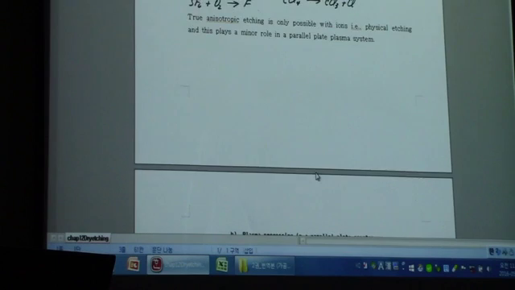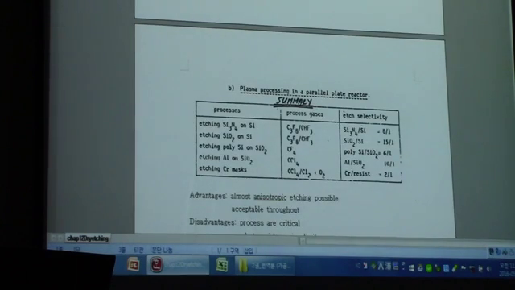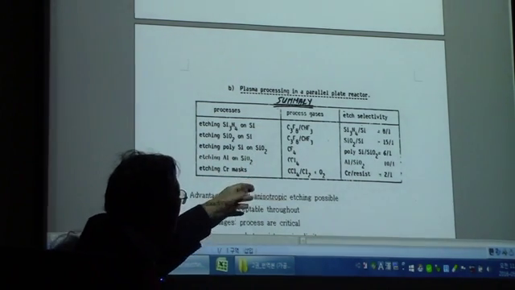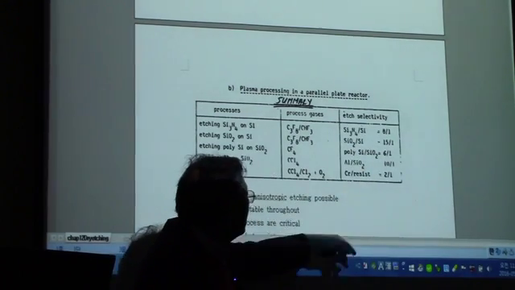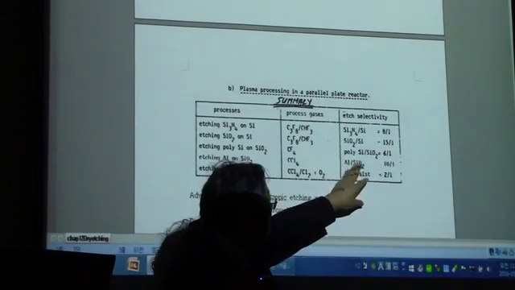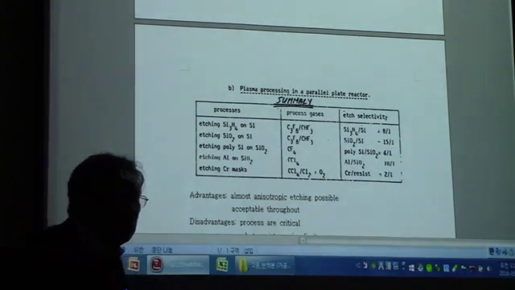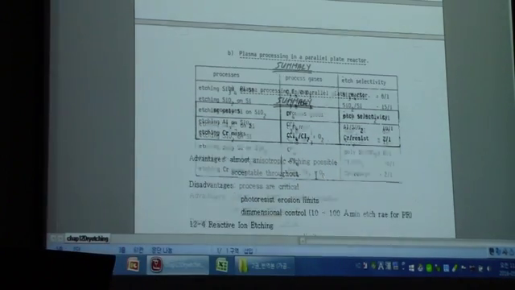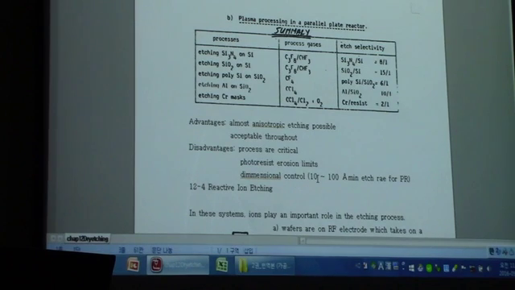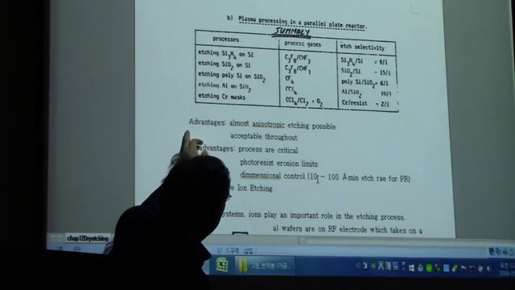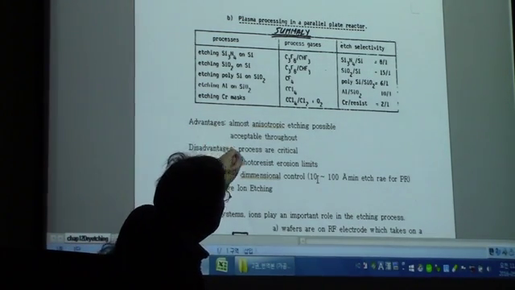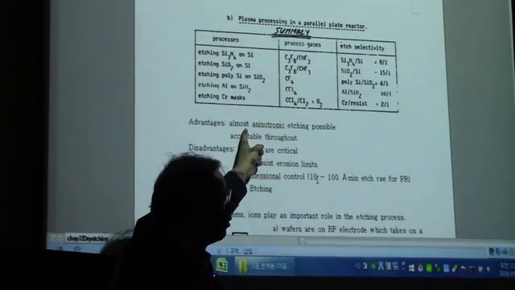Okay, plasma processing in a parallel plate reactor. You can have this, and then you have a selectivity like this. And in this case, the selectivity is more important because it's anisotropic etching. And you are going to have some physical collisions as well. Now, in a plate reactor, advantages: almost anisotropic. It says almost.